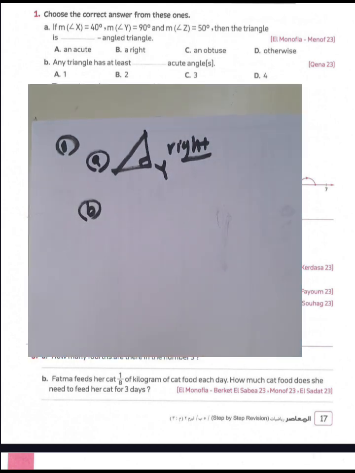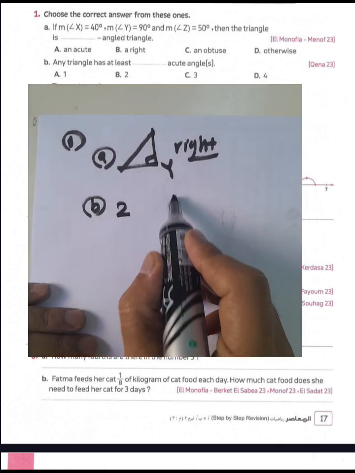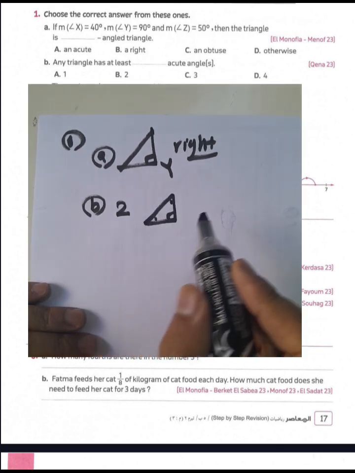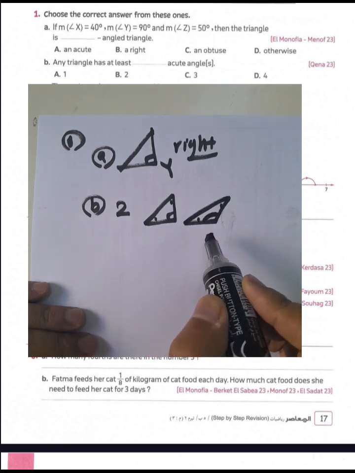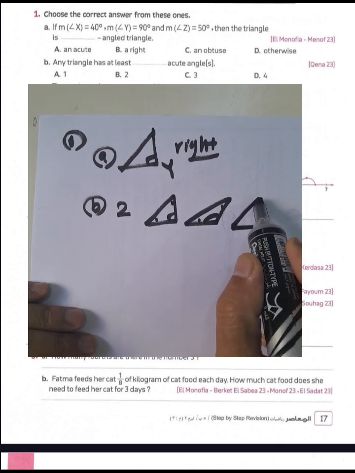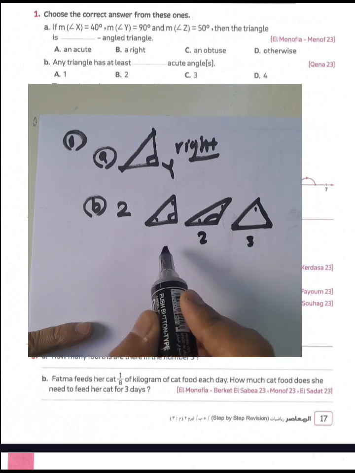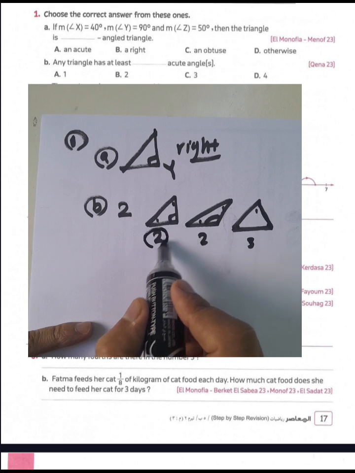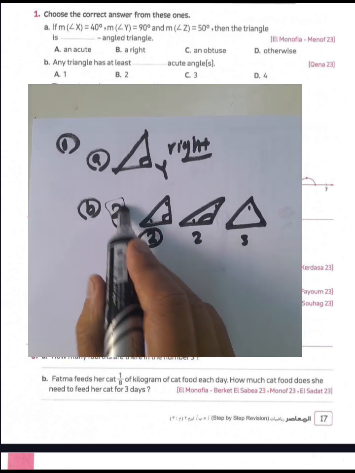Any triangle has at least blank acute angles. Any triangle has at least two acute angles. If we have a right angle triangle, then we have two acute angles. If we have an obtuse triangle, then we have two acute angles. If we have an acute angle triangle, then we have three acute angles, and here two acute angles. He wants at least two. Then in each triangle we have two acute angles.